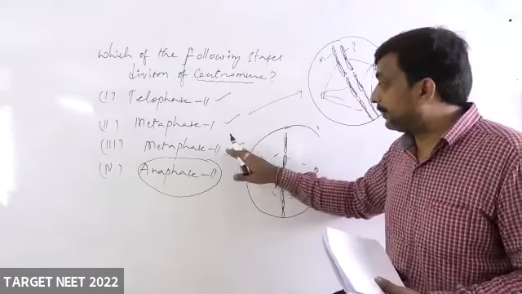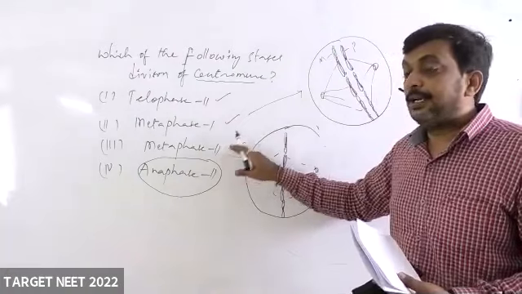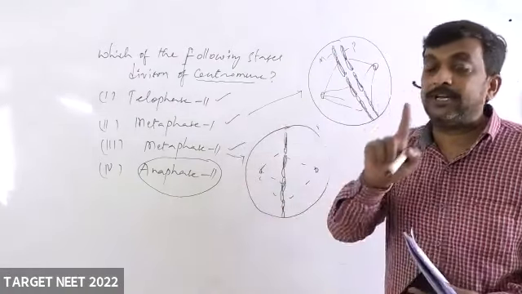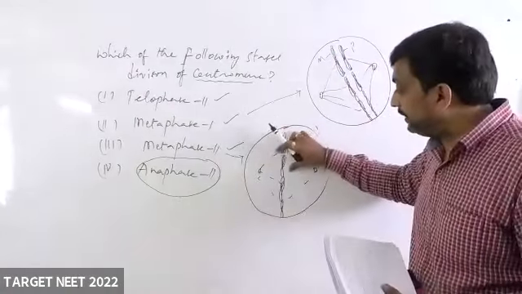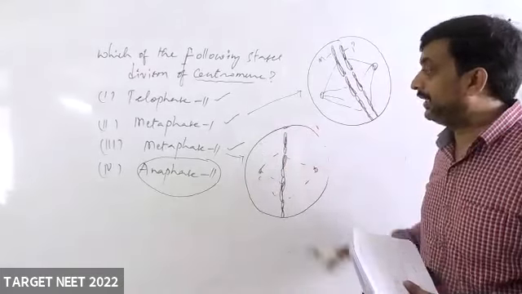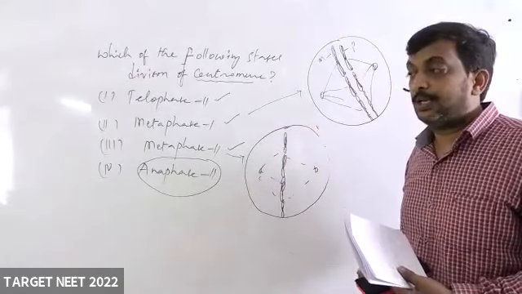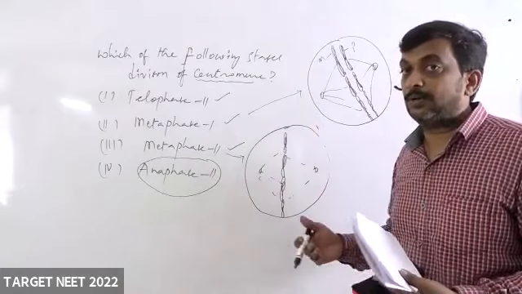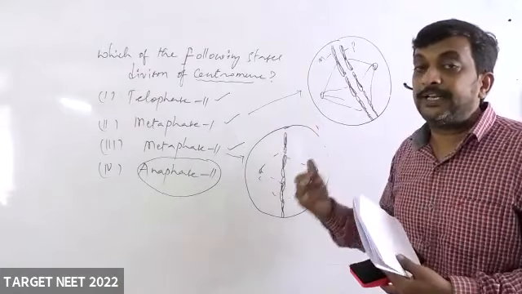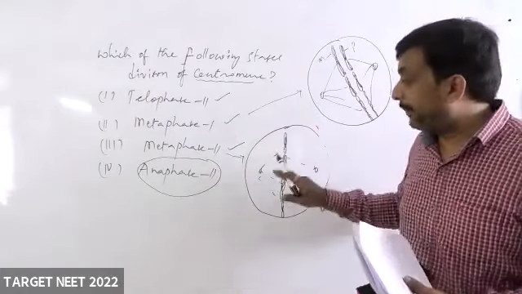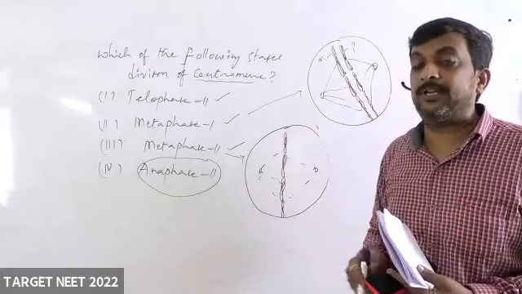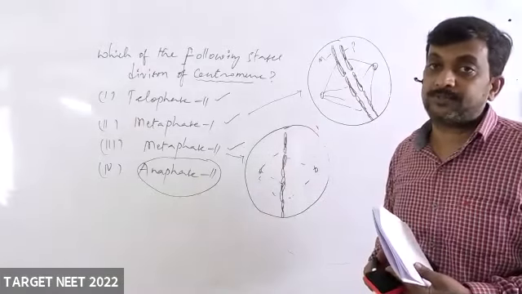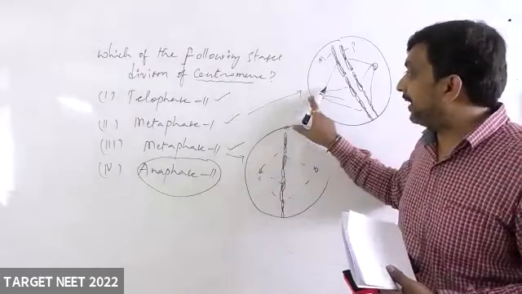In metaphase 2, it is not the bivalent but the univalent or monovalent chromosomes that align themselves on the equatorial plane. Metaphase 2 is comparable with mitotic metaphase. So this is metaphase 1.